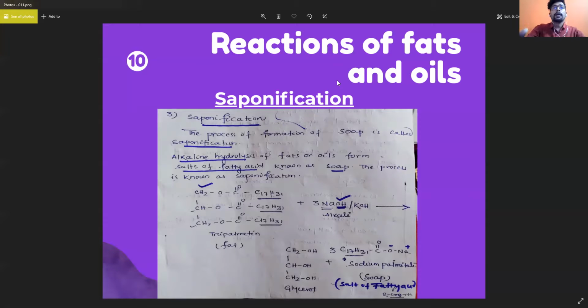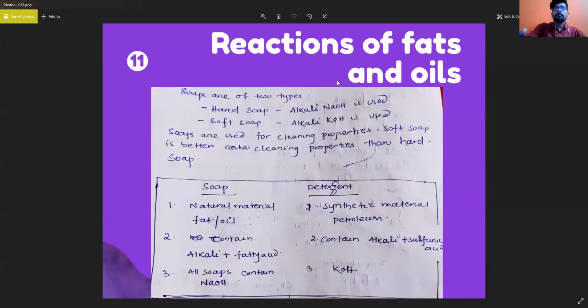So alkaline hydrolysis of fats to form the salt of a fatty acid is known as soap, and this process is known as saponification. Soaps are of two types: hard soap and soft soap. In hard soap, the alkali NaOH is used. In soft soap, the alkali KOH is used. Soaps are used for their cleaning properties. Soft soap has better cleaning properties than hard soap.